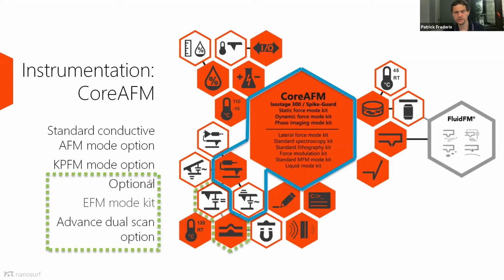Optional modes that I'm using now is the EFM sample kit. I'll show that on the next slide. And for contour following in dual pass, you need the advanced dual scan option. But as I said, this is optional. If you work in single scan measurements, single pass measurements, then you don't need this option. Finally, but not relevant for the KPFM, the CoreAFM is standing in an acoustic enclosure to reduce acoustic noise, so I can freely talk while doing my experiments.